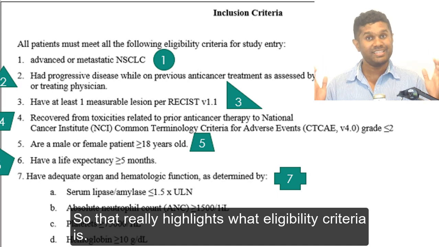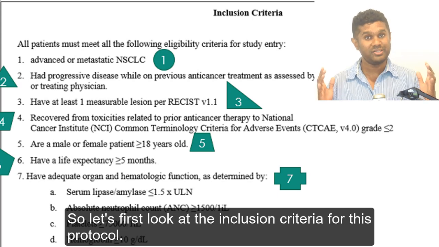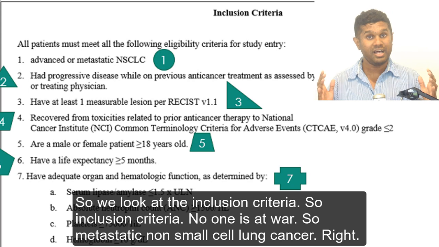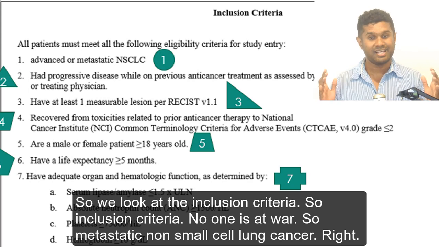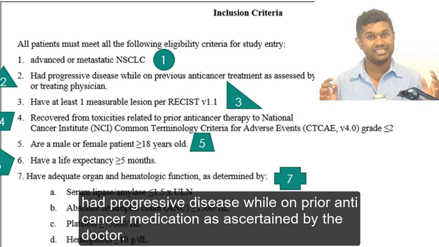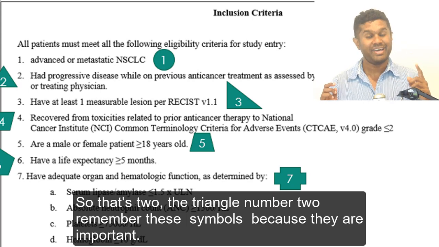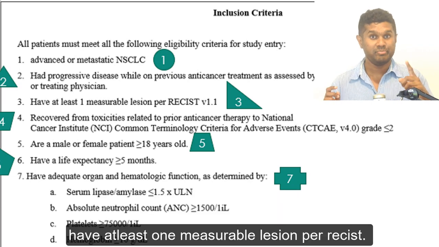So let's first look at the inclusion criteria for this protocol. Inclusion criteria number one is advanced or metastatic non-small cell lung cancer, right? That's number one. So remember that circle number one had progressive disease while on prior anti-cancer medication as ascertained by the doctor. So that's two. The triangle number two, remember these symbols, right? Because they are important. Have at least one measurable lesion per RECIST.